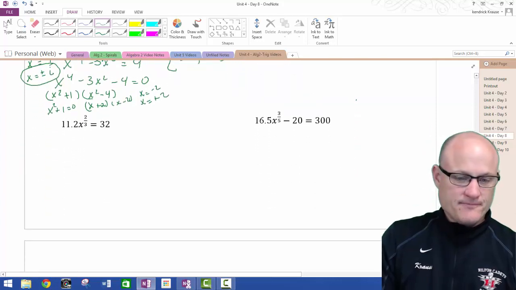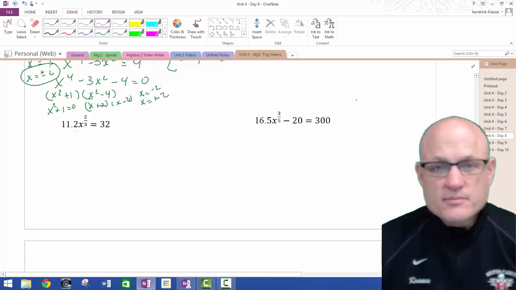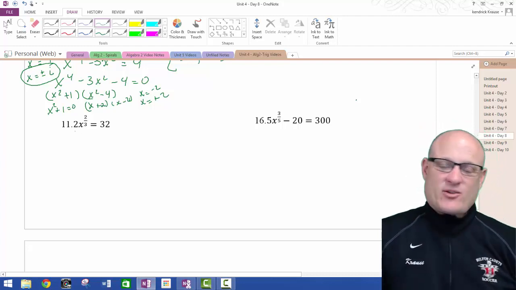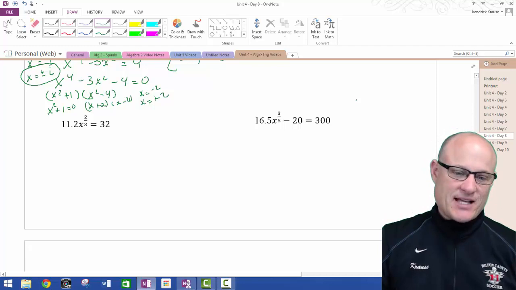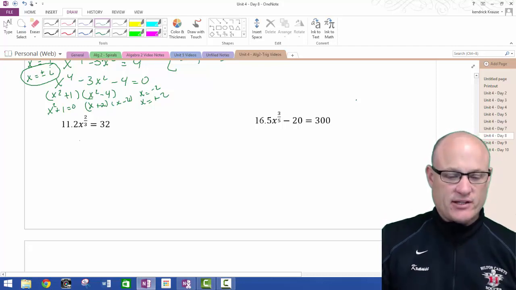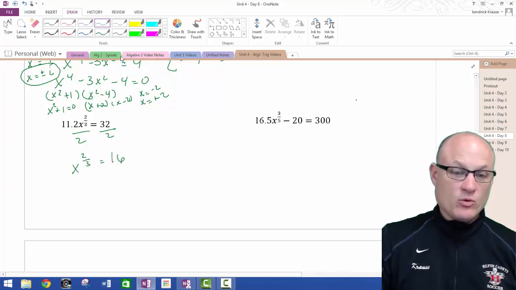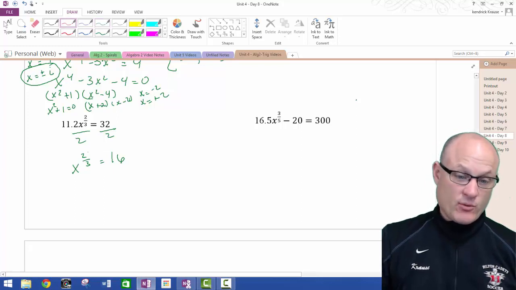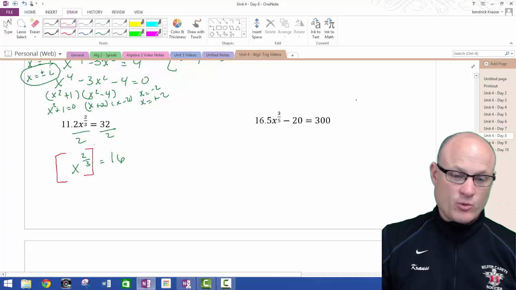Let's get to these. They're done the same way as the radicals. You just have to understand that this x to the 2/3 is the thing that needs to get all by itself. You need to isolate that. So I want to divide by 2, so I get x to the 2/3 equals 16. Now, getting rid of the radical, or isolating x by itself, is a little bit different. You want to raise this to the reciprocal. Oops, 3/2.